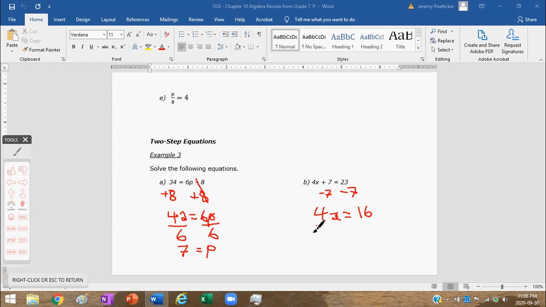4 times x, okay. Opposite of times or multiplying is dividing. So I'm going to divide this side by 4, which means I got to do the same thing to the other side. 4 divided by 4 is 1. I've got 1x left. X is equal to whatever 16 divided by 4 is, which is, in this case, 4. And there we go. We are done.